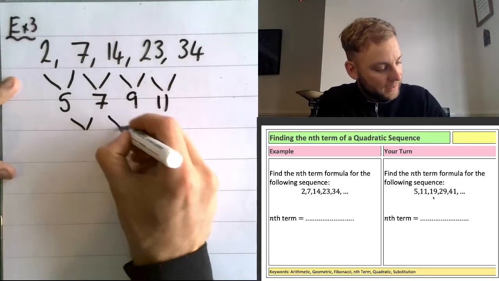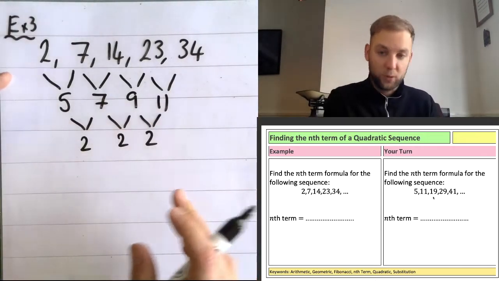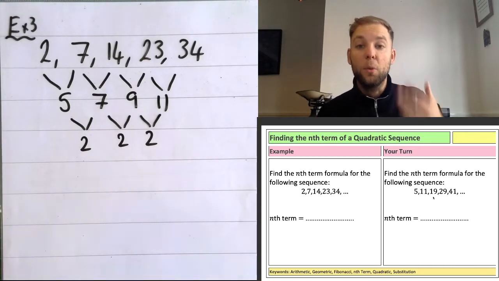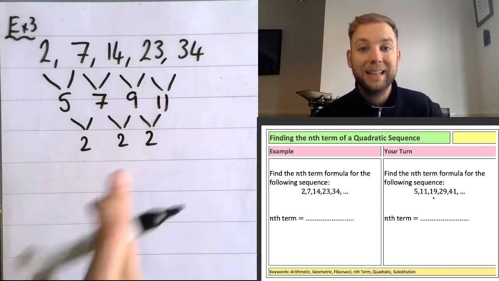So I need to do my second difference, which in this case is 2, 2, and 2. Brilliant. Now remember, the number in front of the n squared is half the second difference. So in this case, my second difference is 2.